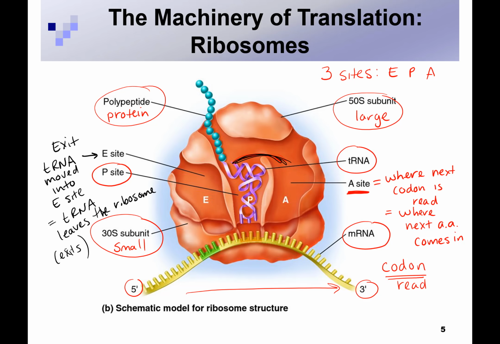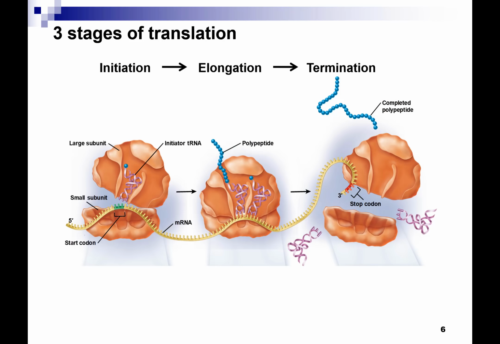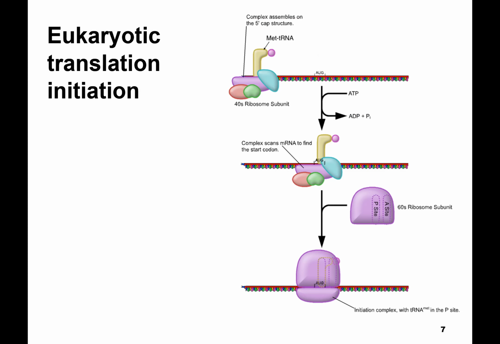Okay, so let's look at the 3 stages of translation. Just like the 3 stages of transcription, you have initiation, which is the start; elongation, which is grow, where you're forming the peptide, the polypeptide in this case; and termination, which is the stop or the end. We're going to talk about each of these 3 stages.